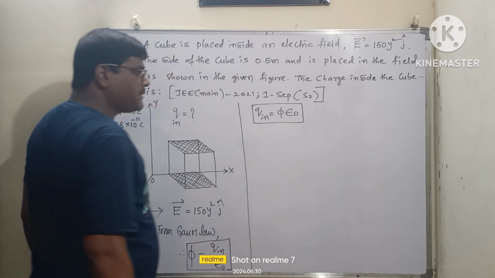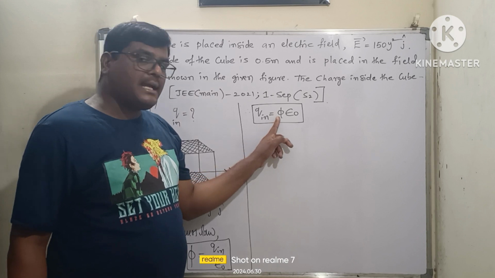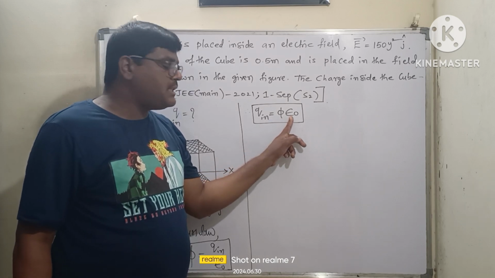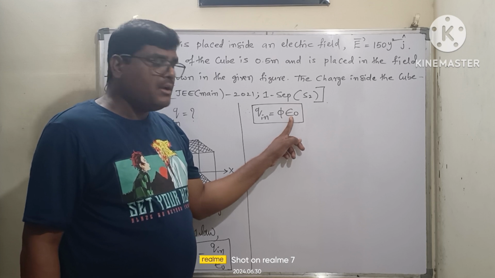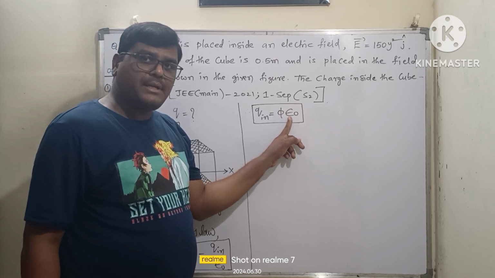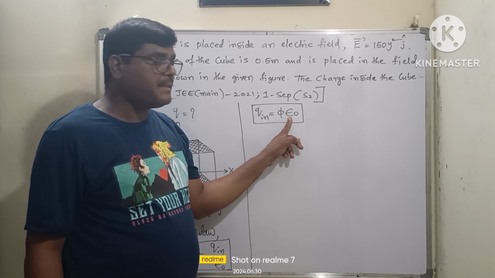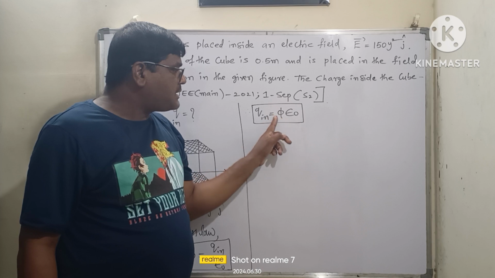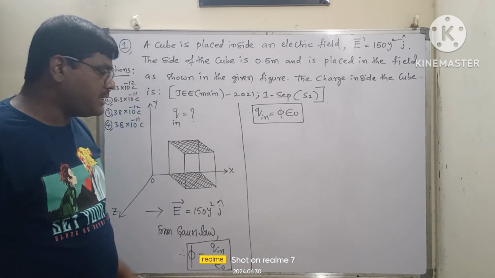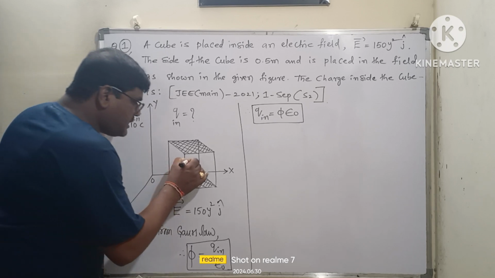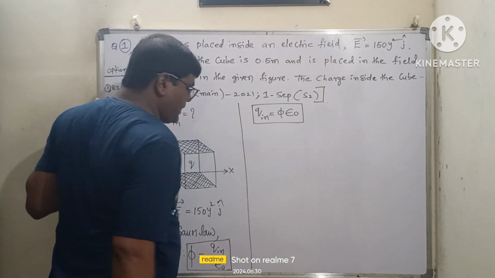Means, to find the charge, first we have to find the electric flux. Epsilon naught is the permittivity of free space. It is a constant, and we know its value, 8.85 into 10 to the power of minus 12. If we find the flux and multiply it with this, we can find the charge inside the cube, however much charge there is when the cube is placed in the electric field like that.